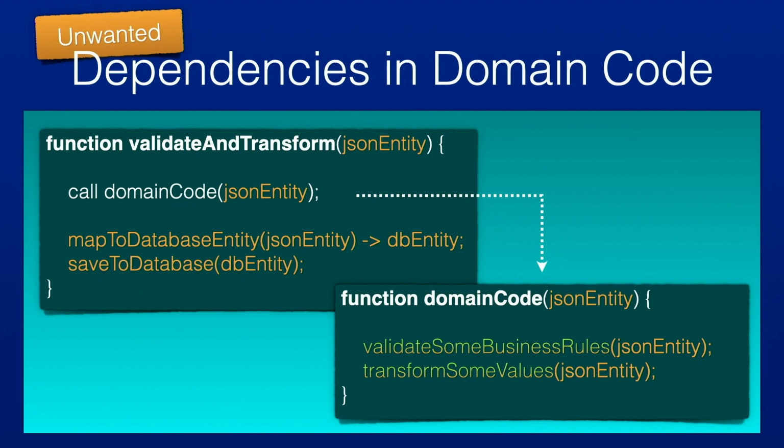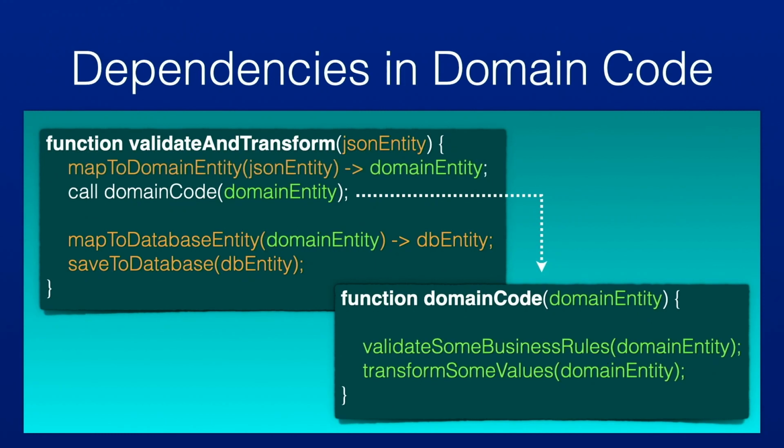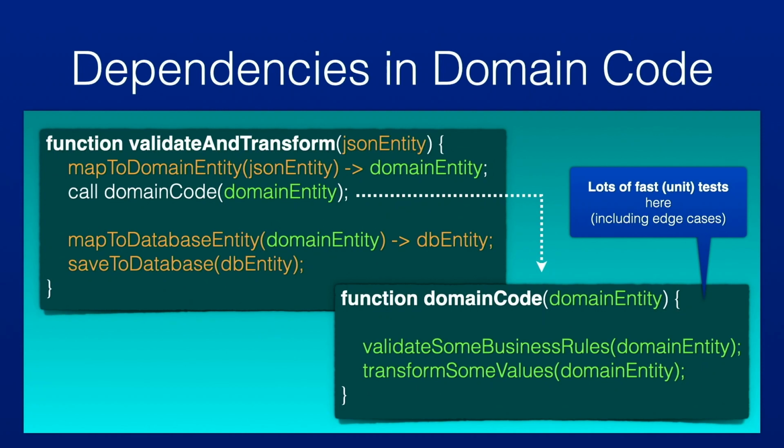And now I change the JSON entity to a domain entity, a new domain entity that belongs to just our domain code. And now we can write fast unit tests, lots of tests, including all the edge cases for this code that's free of any dependencies to the outside world. And the only thing that's necessary is we have to map our outside world to the domain entity before we can work with it. So there are some further steps necessary, and it's our decision if we want to work like that, if it's worth testing this separately with lots of fast tests.